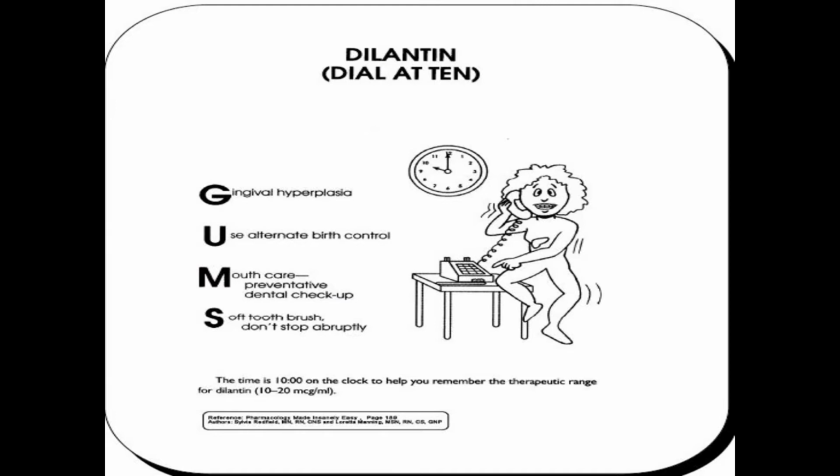Here's another slide that is showing you some signs and symptoms. It's showing you side effects of the medication. It's giving you a mnemonic to remember these side effects. The mnemonic is GUMS, the G being gingival hyperplasia, U is use alternate birth control methods, M is provide good mouth care, S is soft toothbrush. It's pointing to the 10 o'clock to remind you that that's where the therapeutic range starts, 10.